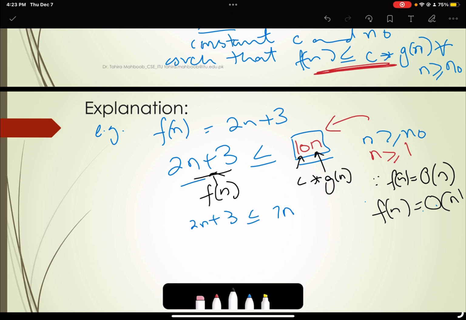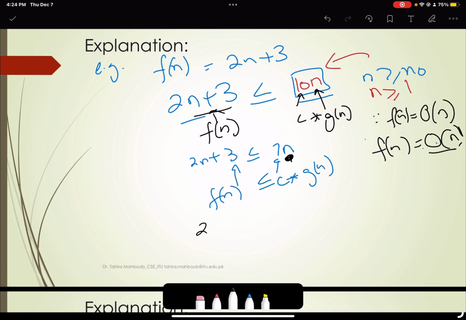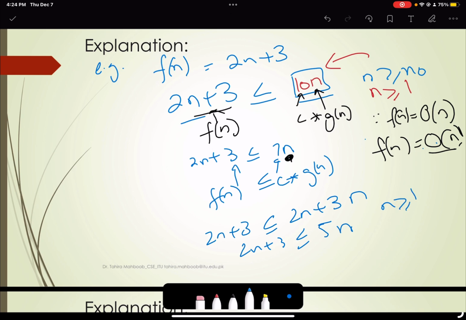So, what about another, and this is your function f of n, and this is c multiplied by g of n, which is less than or equal to, then we say the complexity is in terms of n, O of n. One more way of doing it is 2n plus 3, and then we can also say 2n plus 3n, which is less than or equal to 5n. Again, for n greater than 1, it again comes to this complexity f of n.